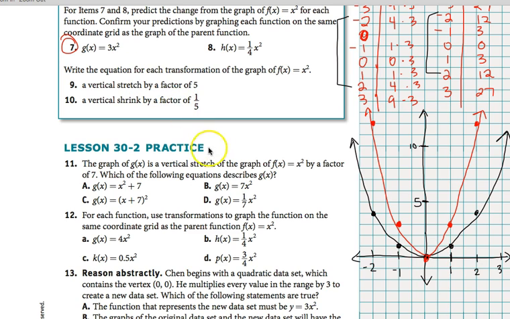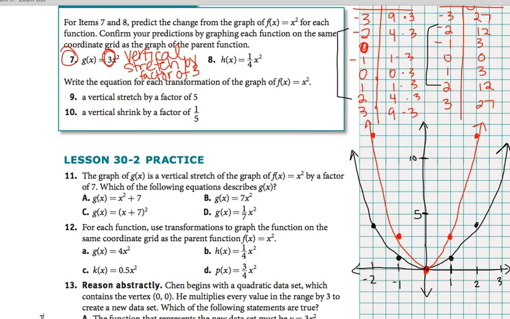Now, we want to see whether your predictions are right. As you can see when we compare the parent to the new graph is skinnier, which means that this had to be a vertical stretch. So, vertical stretch. And then we say how much it's stretched by our A value. So we would say by a factor of 3.